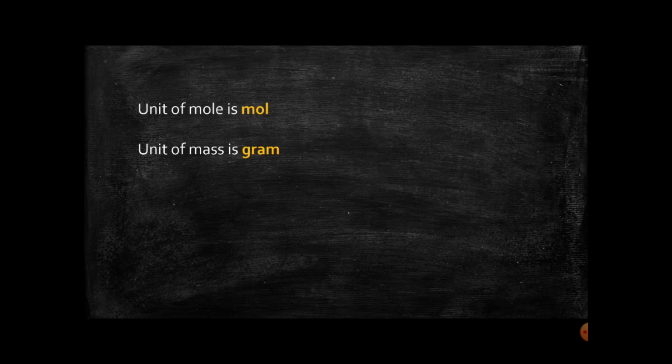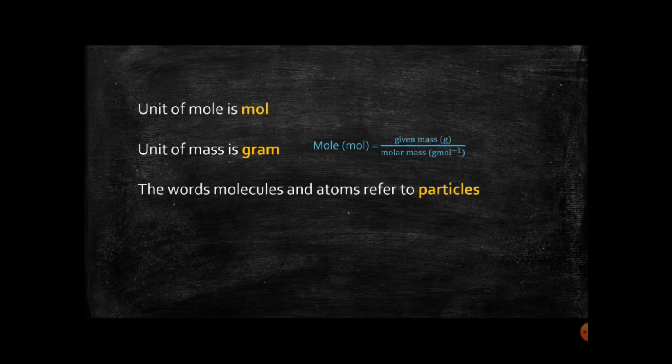The unit for mass is gram, and we can find the number of moles if we're given the mass of a substance. So if we see a number followed by a G for gram, we know that we'll be using the formula: mole is equal to the given mass divided by the molar mass. You should also remember that whenever we see the words molecules or atoms, we're still referring to particles.